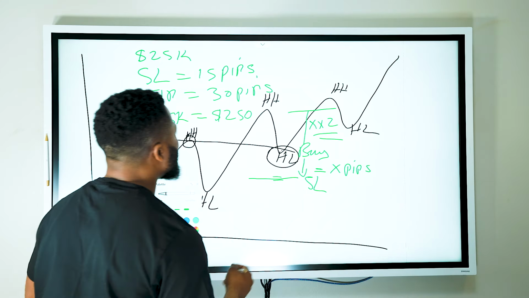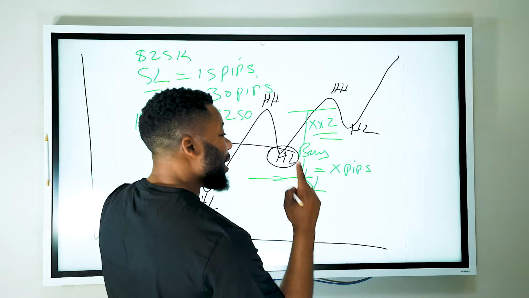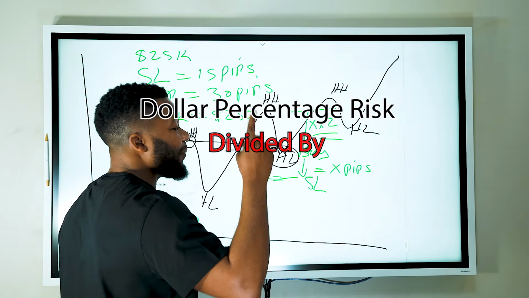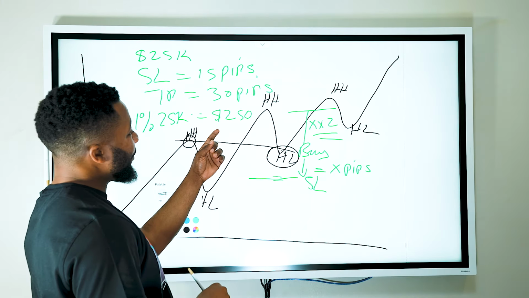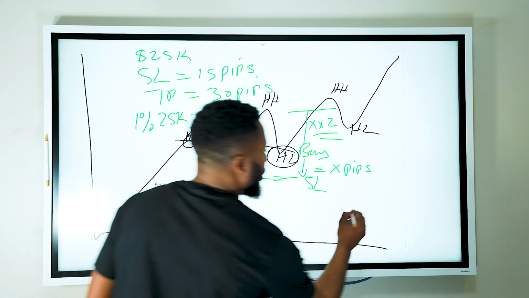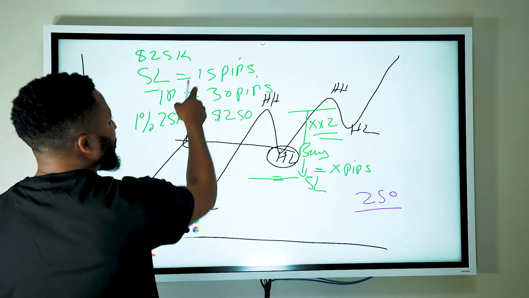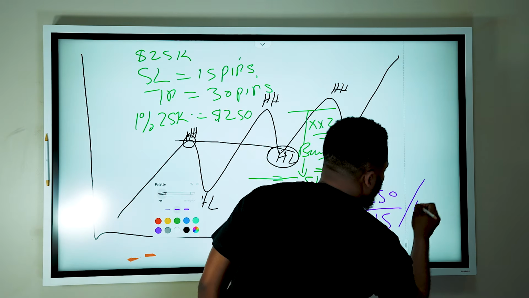Let's calculate the lot size we need on this particular trade. What is our formula again? The dollar percentage risk divided by the pips risked, then you divide the overall answer by 10. What is the dollar percentage risk? 250. Let's change the color. So it'll be now 250 divided by, well, how many pips are we risking? Divided by 15. Then you divide the overall now by 10.